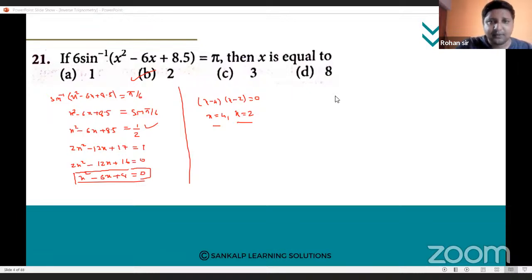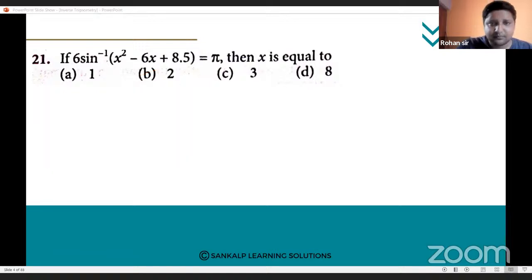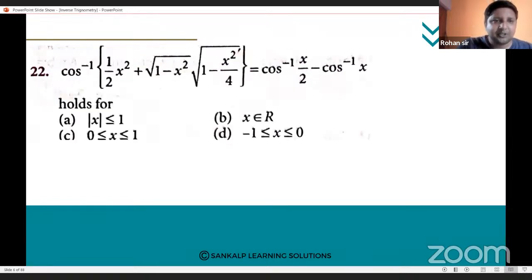Okay. So see, next question. In this particular question, it's given that cos inverse of 1 by 2 into x square plus x root of 1 minus x square into root of 1 minus x square by 4 is equal to cos inverse x by 2 minus cos inverse x. So this condition is given. And what must be the x values? What are the x values so that they will satisfy this equation?